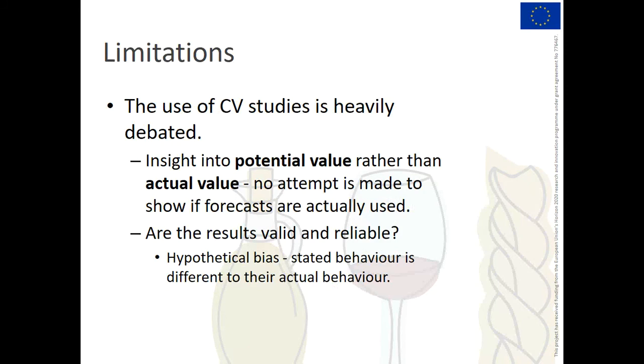And completely related to that point are other concerns about how valid and reliable those results might be. So, for example, results could be affected by a hypothetical bias where respondents' stated behaviour is different to their actual behaviour. So, for example, respondents tend to overstate their economic valuation of a good by about 2 to 3 times.